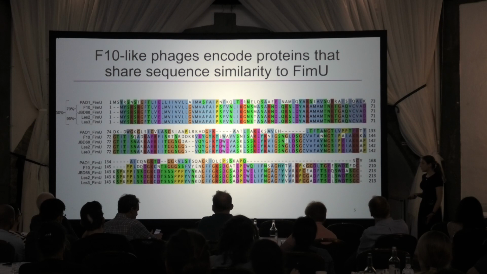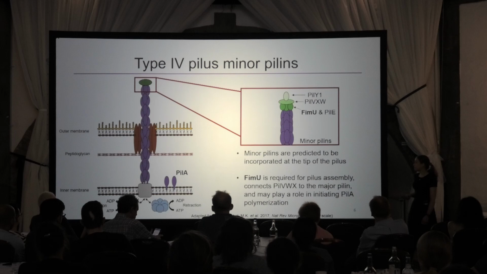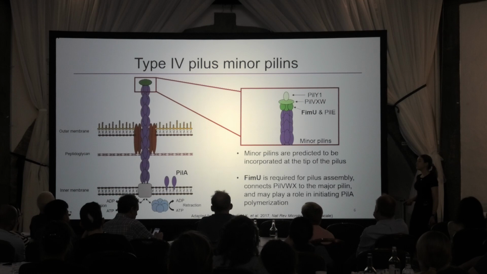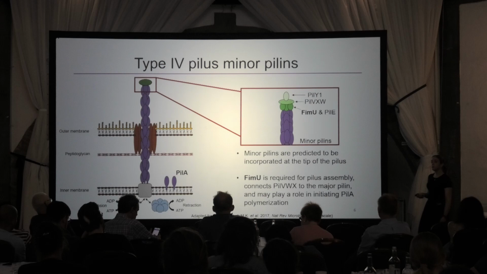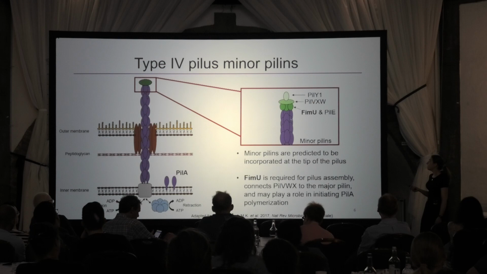Now, what exactly is FimU, and why do we really care about this? As I mentioned before, the type 4 pilus is largely made up of this protein called PilA, and we refer to this as the major pilin protein. FimU is one of the 5 proteins that are collectively referred to as the minor pilin proteins, and these are found in much lower abundance, and they're actually predicted to be found at the very tip of the type 4 pilus fiber. And FimU in particular is thought to act as an adapter that connects the minor pilin complex to the major pilin PilA.